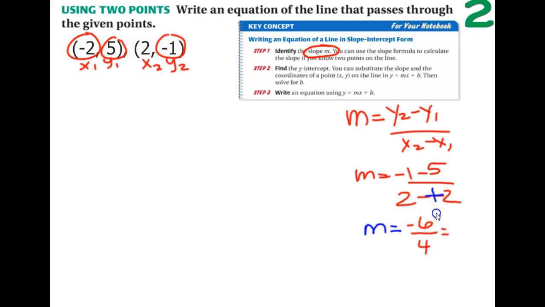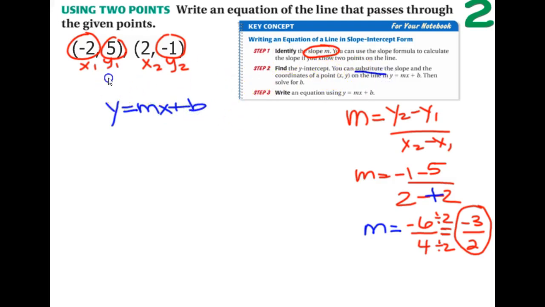But we can simplify this. We can divide by 2 to give us -3 over 2. So there's our slope, and we have 2 points. If we're going to use the equation y equals mx plus b to substitute in or plug in y, our slope, and x, you could really use this first point, which I'm going to do, or you could use the second point. It doesn't matter, you'll get the same answer in the end.